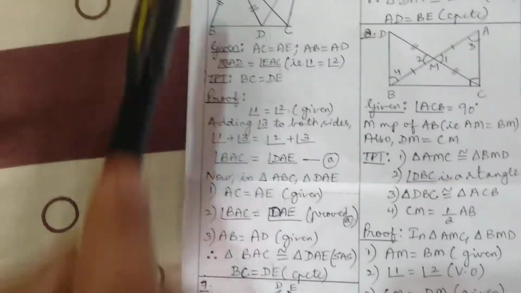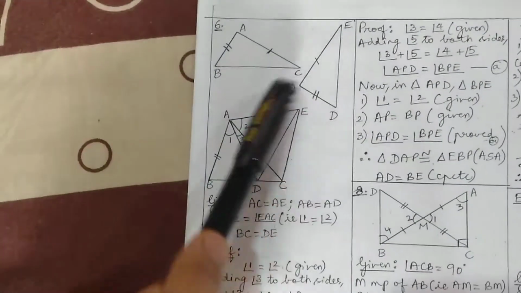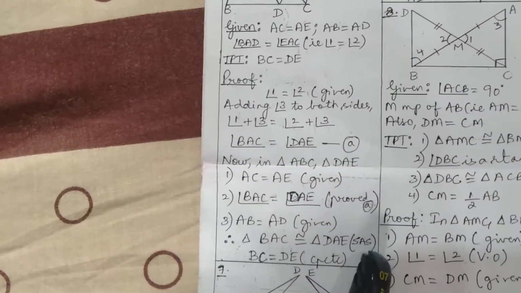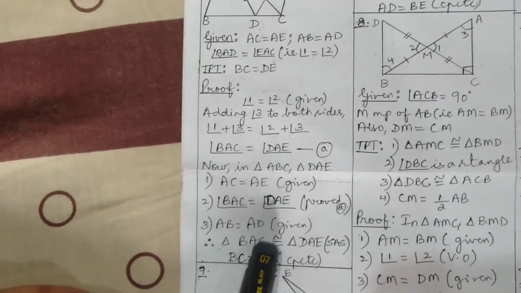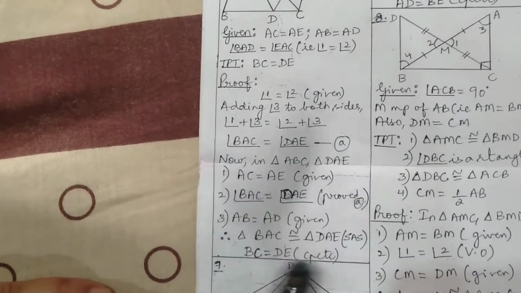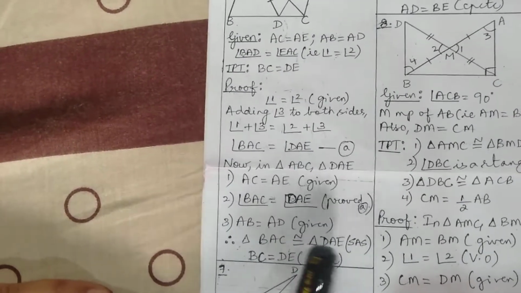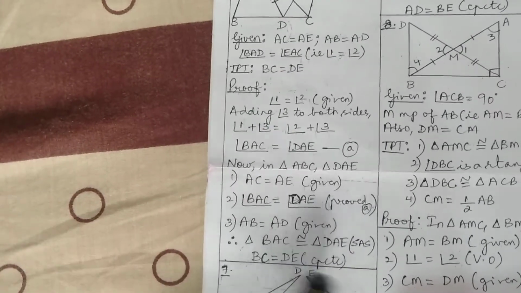So like this, we have triangle BAC congruent to triangle DAE by the SAS congruence criteria. Now that the triangles are congruent to each other, their corresponding sides are equal. And now you can see that BC equals DE. See here? BC, the first and the third letter, equals DE, the first and the third letter. So BC equals DE, CPCTC.